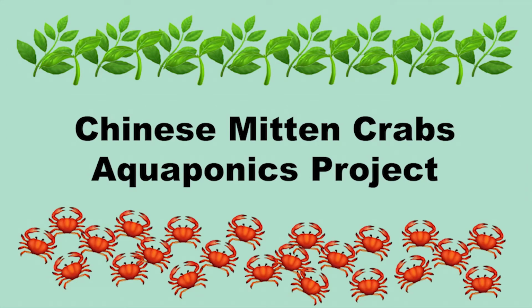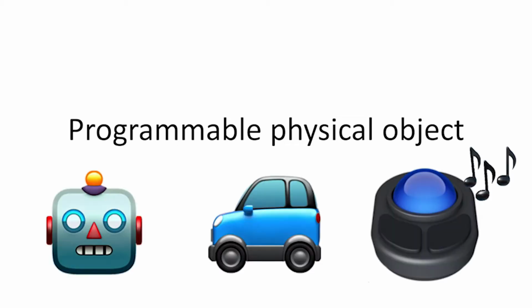Hello everyone, this is the Chinese Mitten Crabs aquaponics project, and today we're going to talk about the BBC Microbit. Programmable physical objects refer to any physical objects, usually electronic devices, that allow people to design their programs to run on the objects. There are many examples of programmable physical objects, for example, robots, autonomous cars, smart home devices with embedded systems, etc. Today, we're going to study how to program a physical object by using a single board microcontroller.